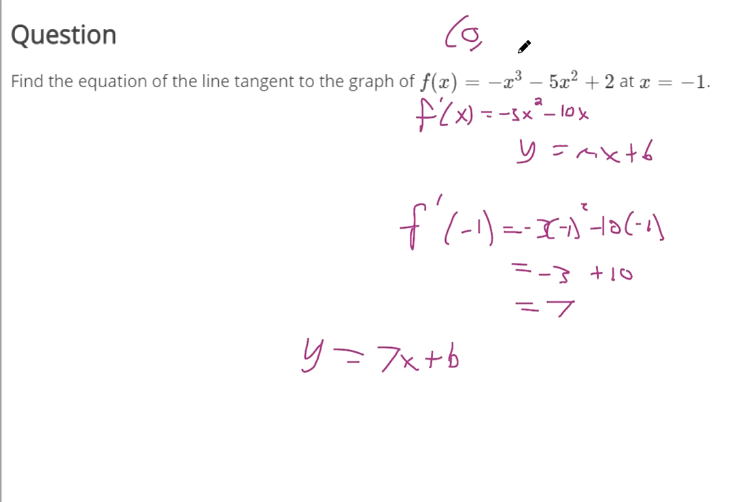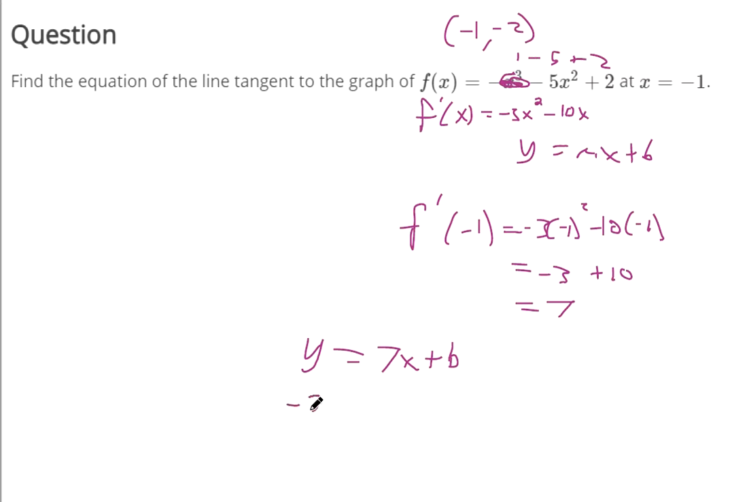Wait, no, because it's the equation of the tangent line, you have to plug in -1. Ooh, almost made another mistake. So if you plug -1 into this function, -1 to the third is -1. Applying a negative sign, that makes +1. So +1 minus 5 plus 2, 4. So that gives us -2.